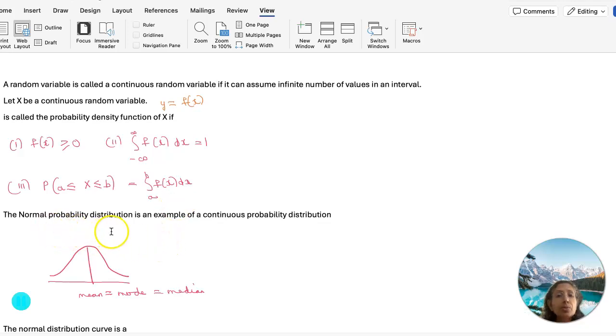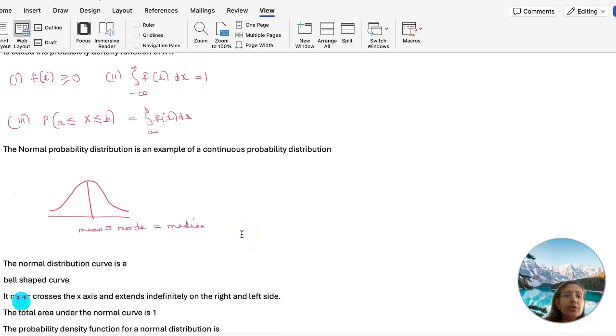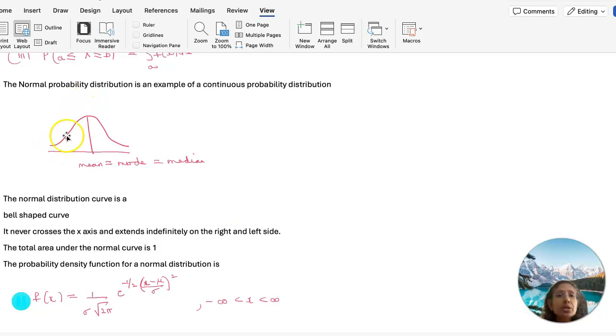And the normal probability distribution is an example of a continuous probability distribution. If you have a normal probability distribution, it will be a bell-shaped curve. This is the mean, which is equal to mode equal to median. It never crosses the x-axis and extends indefinitely on the right and left side. The total area under the normal curve is 1.